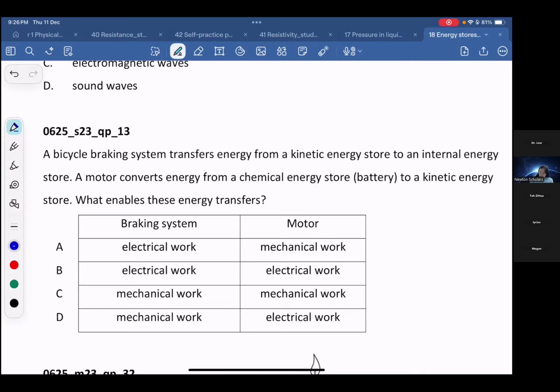Okay. So for the braking system, you are applying a force, right? So it must be mechanical work. Then after that, the motor. Battery means that you run the circuit, so it's electrical. You switch on, close the switch. The battery is chemical energy. It runs, and then electrical work makes the object move, lift up, put down or whatever.